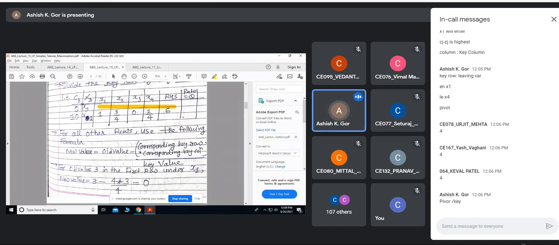So understand this: new value is equal to old value minus the corresponding element in the key row multiplied by the corresponding element in the key column, divided by the key value. Key value means the pivot. Okay, so let us try to understand this formula. For other entries I am talking, right? So let us talk about a particular entry like here. This is another entry, right? So here what to put?